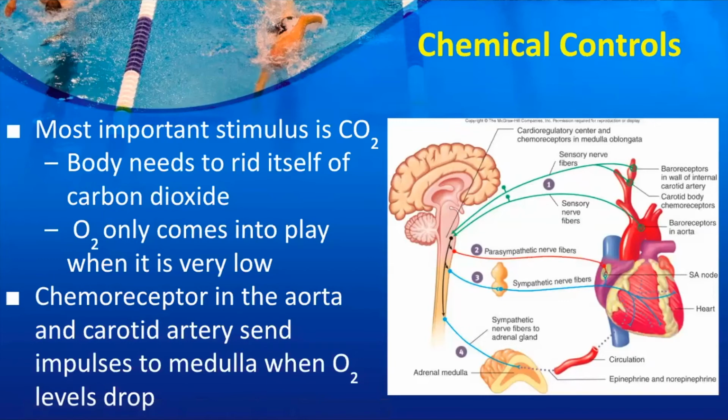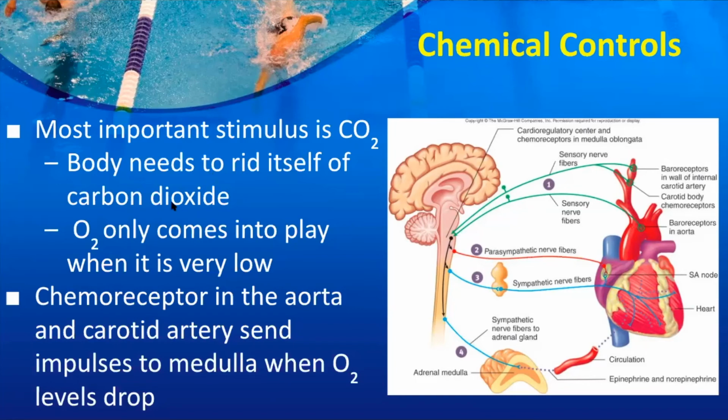CO2 is your number one factor that controls your breathing rate. You would probably think oxygen, but it's not. Oxygen only comes into play when it's extremely low. So your everyday breath is governed by the amount of CO2 in your blood. And that's because of the pH. And we have receptors in our carotid arteries, that's the one going up in your neck, and in our aorta that measure the partial pressures of the CO2 or of the oxygen.